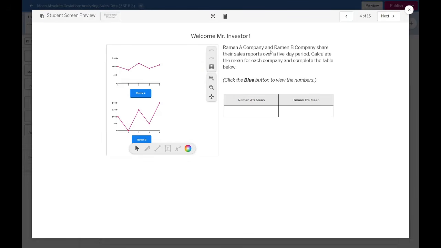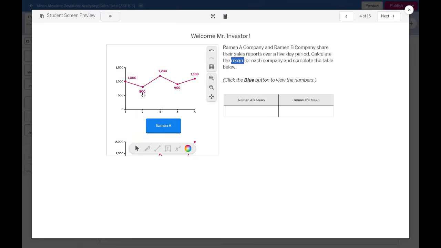First, we have the sales report over a 5-day period. So we need to calculate the mean. Based on our previous lesson, we already know how to calculate mean, median, and mode, so this will be easy for us. Let's click Ramen A.